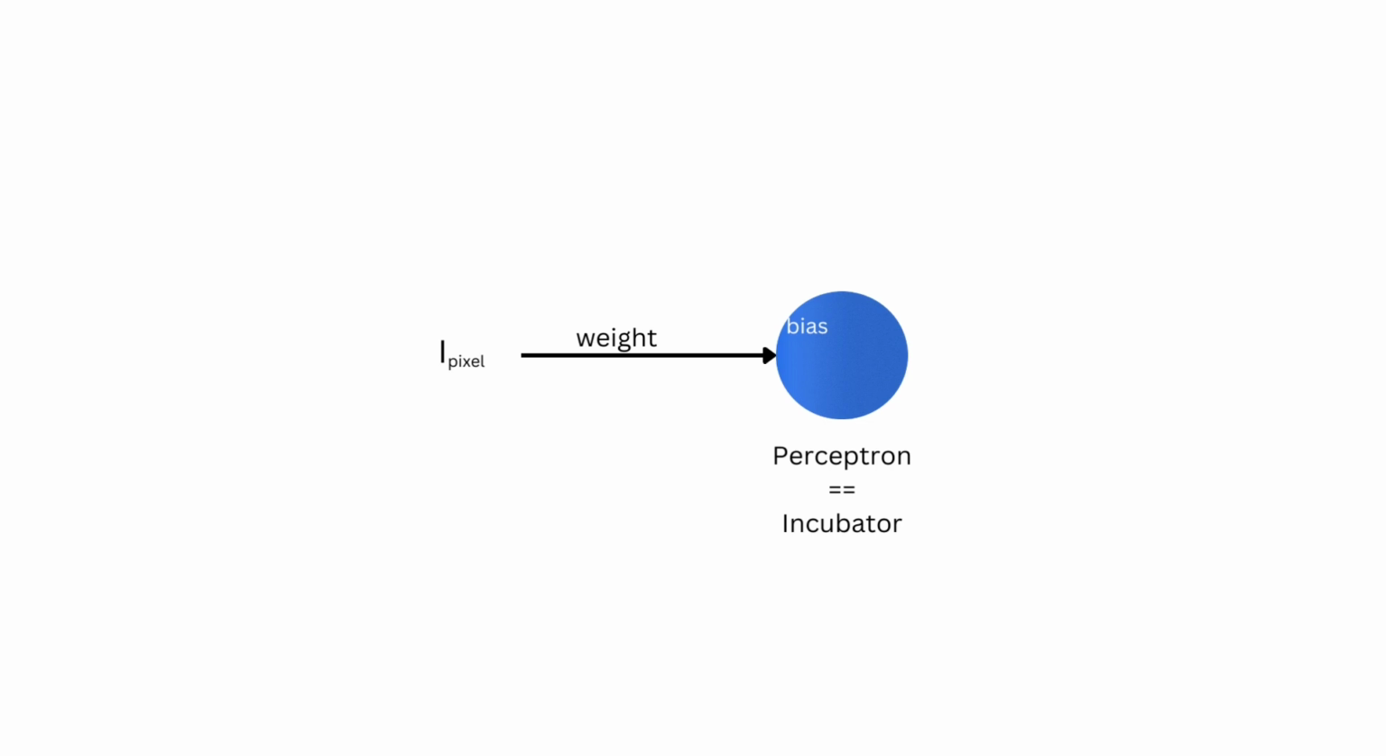Imagine a perceptron as an incubator, where there is a chicken egg. Weight and bias are random values that are different for each perceptron. Now the pixel value as the input value goes with the weight and bias value. The formula to calculate it is bias plus input value, that is the pixel value of an image, times weight.